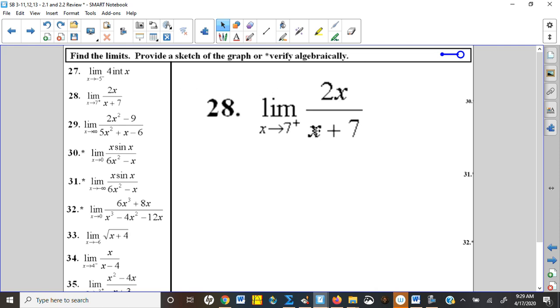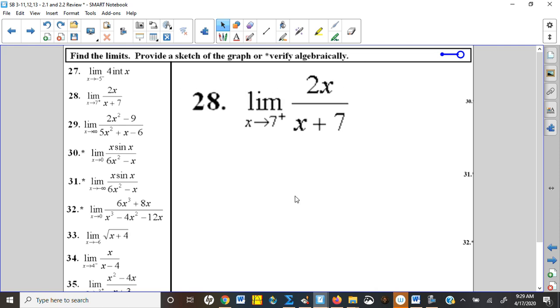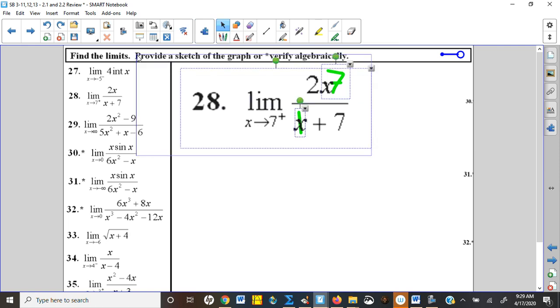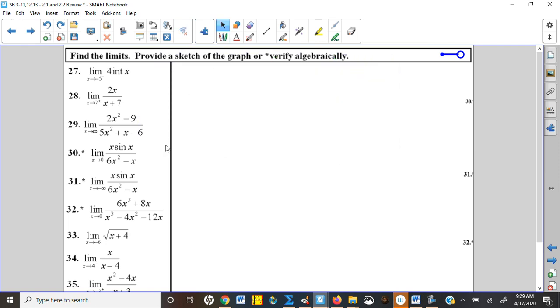This one is just not a problem at all. I mean, at first you're freaking out because you're like, oh, I probably have a vertical asymptote here. And then you realize, no, the vertical asymptote would happen at -7. This is +7, which means that this rational function, which is continuous everywhere except at its vertical asymptote, will be continuous at 7. So you can just plug 7 in. 7 here, 7 here, 2 times 7, 7 plus 7, they both equal 14, and that's a 1, right? So you just get a 1 for that one.